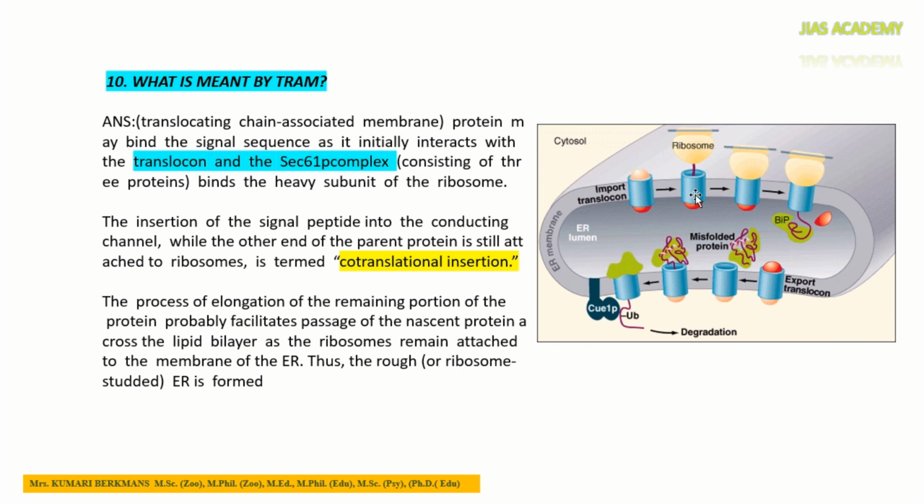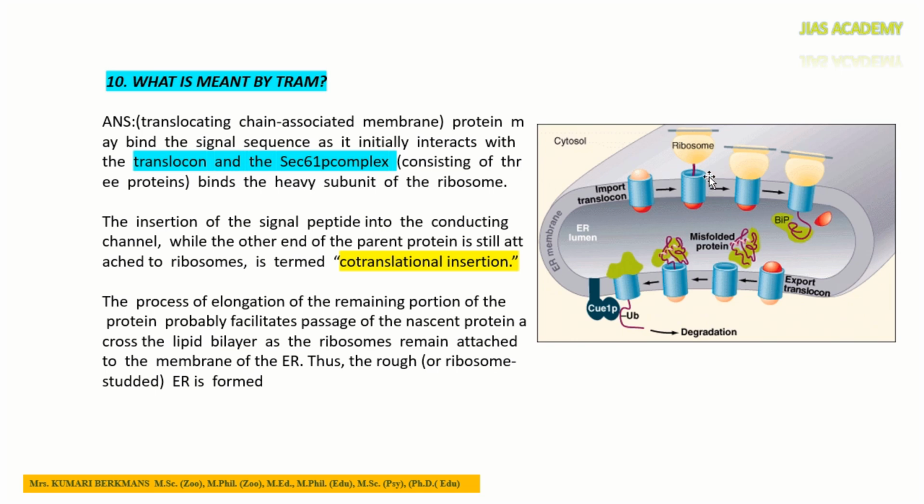The process of elongation of the remaining portion of the protein probably facilitates the passage of the nascent protein across the lipid bilayer, as the ribosomes remain attached to the membrane of the endoplasmic reticulum. See, this ribosome is attached to the ER membrane, and the protein elongation is taking place here.